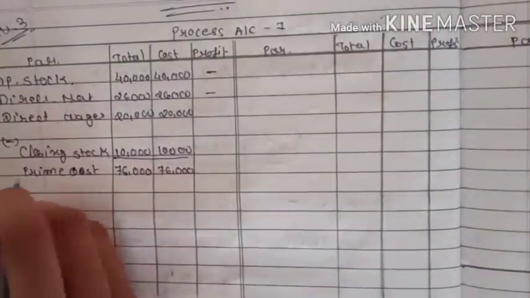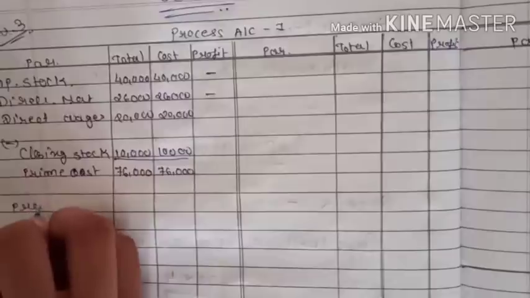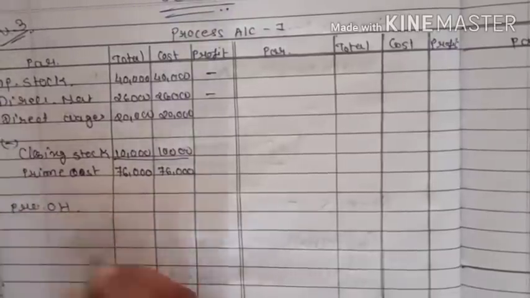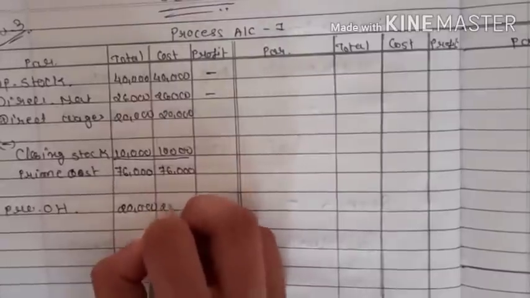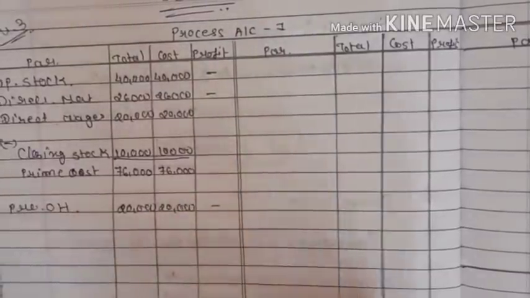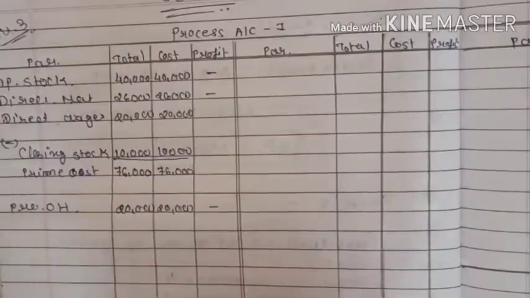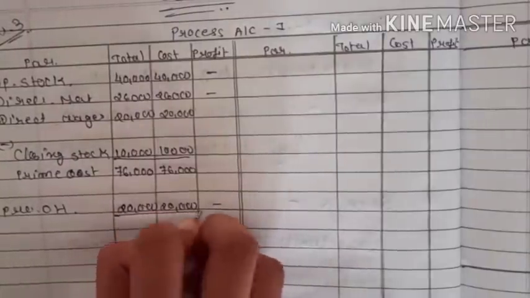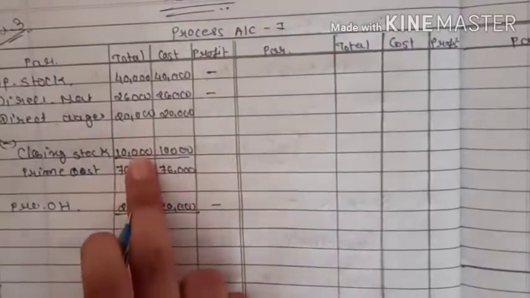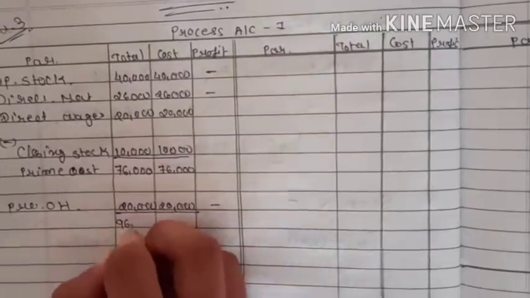Now production overhead. Production overhead is given as 20,000. There is no profit. Any other expenses given? No. So let's total it out. 26,000 plus 20,000. There is a 96,000.